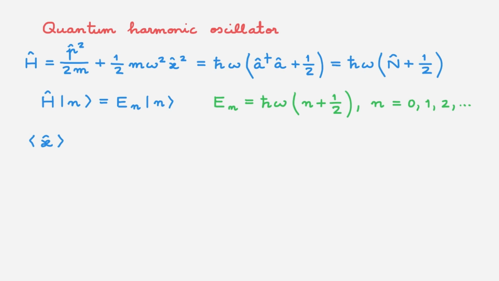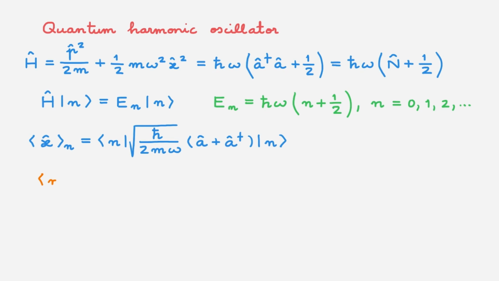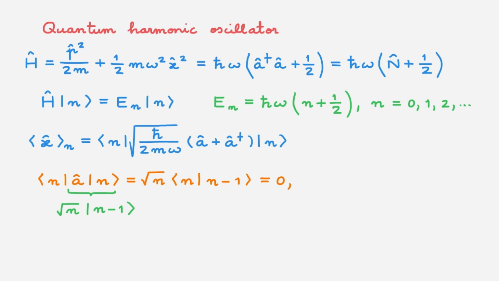The expectation value of the position operator in an energy eigenstate n can be written like this by using the expression of the position operator in terms of the ladder operators. If you cannot remember how to write down the position operator in terms of ladder operators, you can find all the details in the corresponding video that is linked in the description. This calculation requires the expectation value of the lowering operator, and remember that the action of the lowering operator on an energy eigenstate removes one quantum of energy. This means that we get this for the expectation value, which vanishes because the energy eigenstates form an orthonormal set.